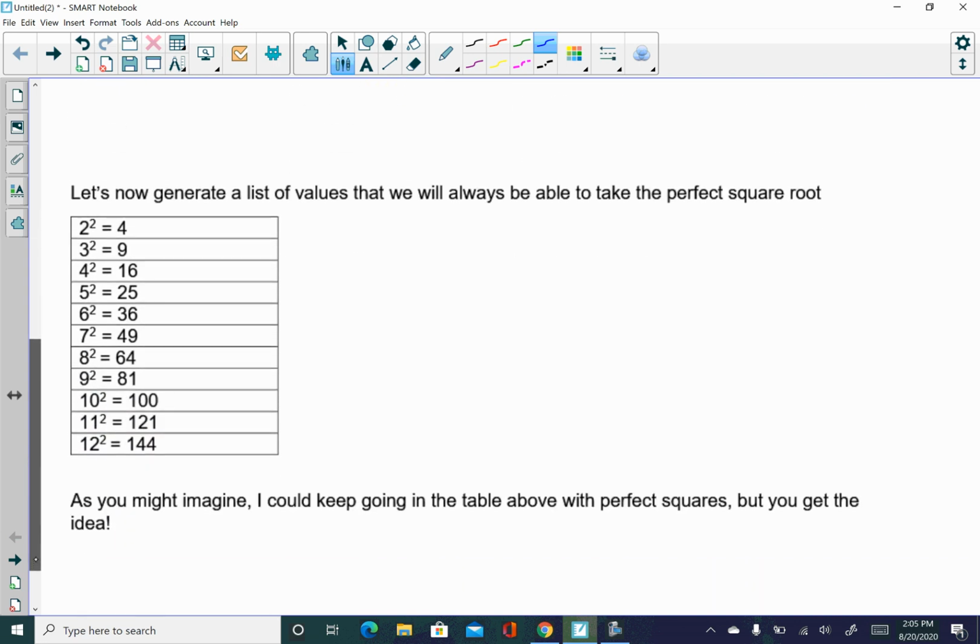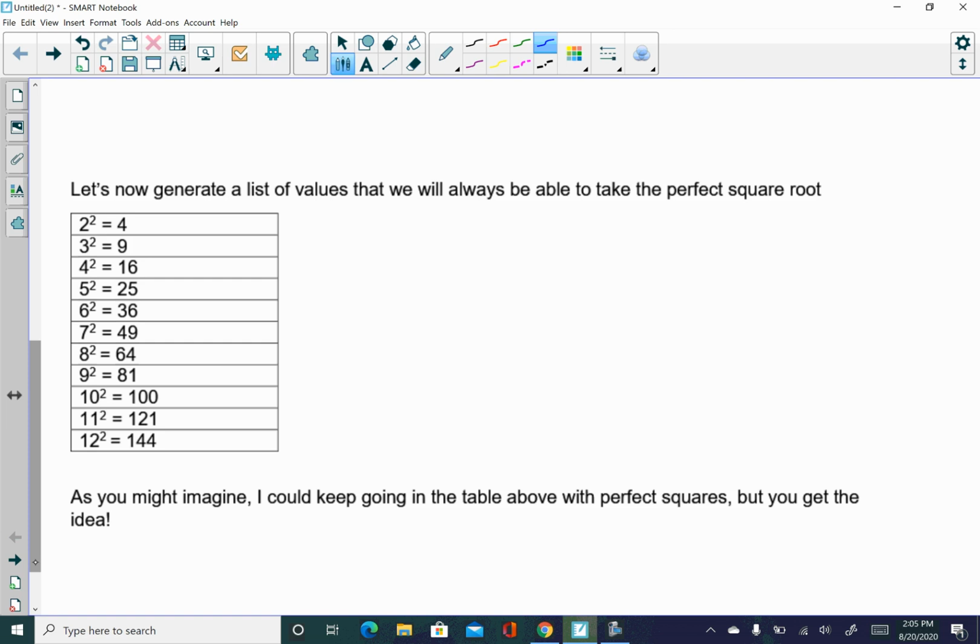All right, so I'm going to move on now, and we've just looked at calculating perfect square roots. Now let's generate a list of values that we know we're always going to be able to take the perfect square root of. So, for example, 2 squared we know is 4, 3 squared is 9, 4 squared is 16. So all of the numbers over here on the right are values that we can take the perfect square root of, right? Because we know the square root of 4 is 2, the square root of 9 is 3, the square root of 16 is 4, and so on. I stopped my list here at 12, but we could continue on. I mean, I could do 13 squared, that's 169, 14 squared, and so on. The list here is essentially infinite, okay?